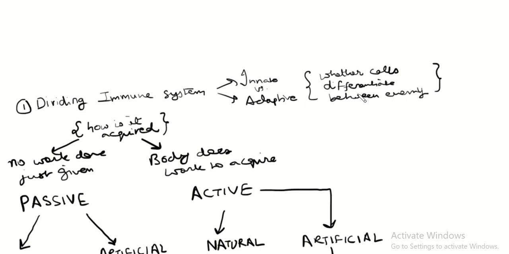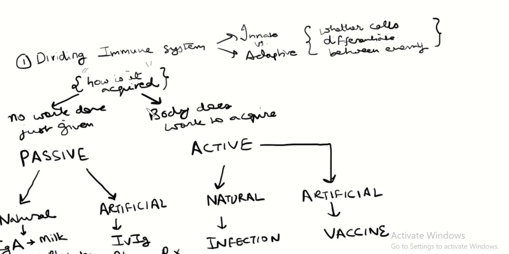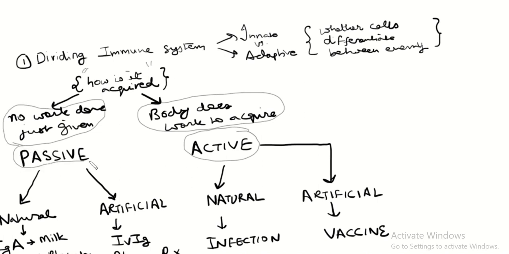there is another way to divide our immune system, and it's got to do with how we acquire the immunity. And the way to think about it is, if our body does the work to acquire the immunity, then we call it active immunity. If we didn't do any work and it was just given to us, then we call it passive immunity.